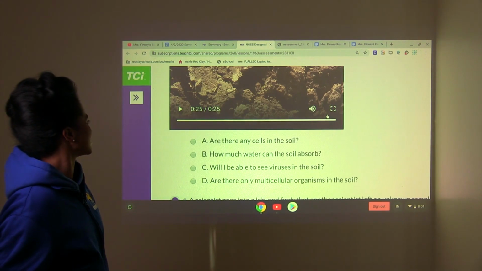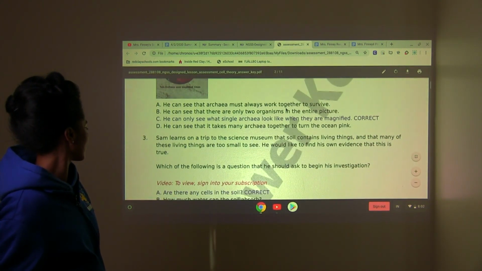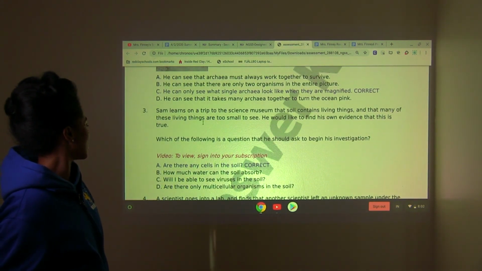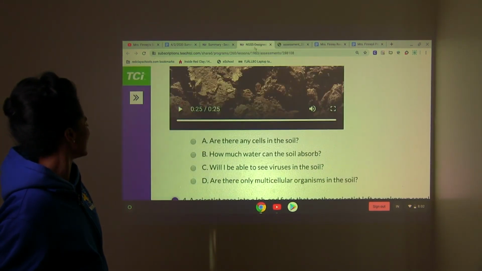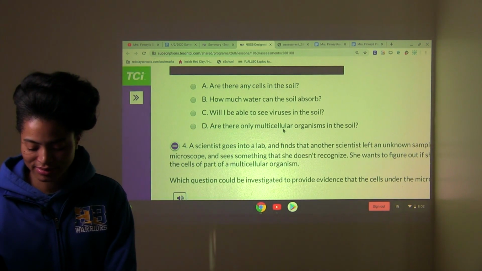All right, and let's check and see. Number 3. A, are there any cells in the soil? All right. Let's move on to number 4.